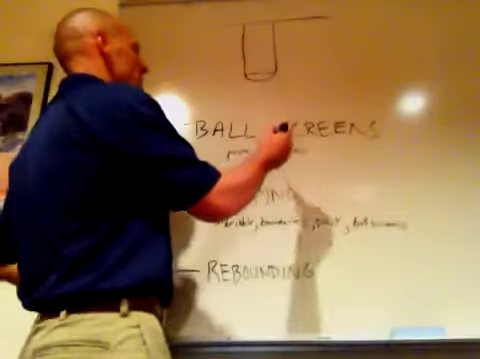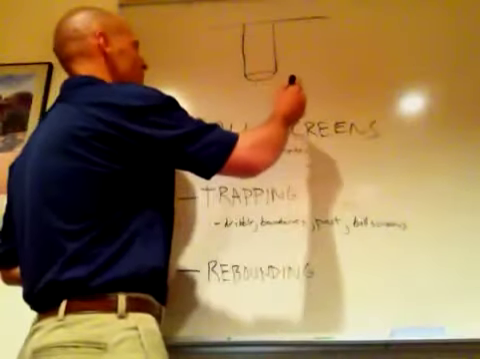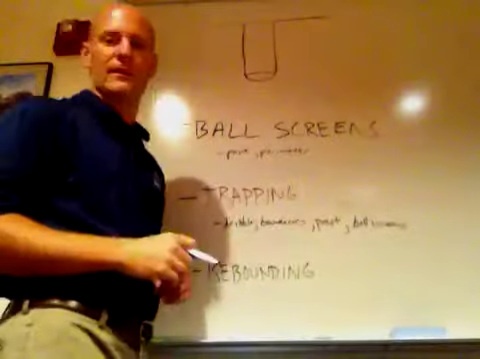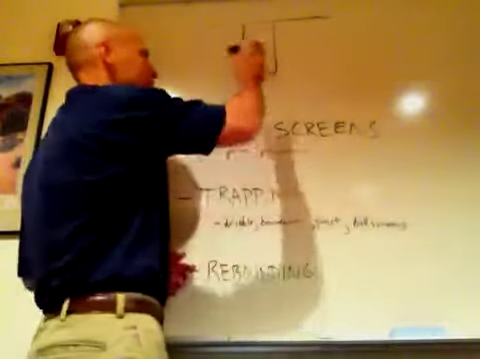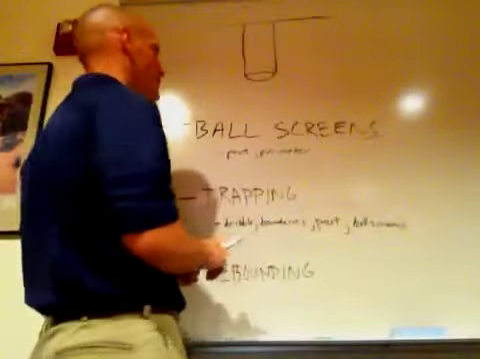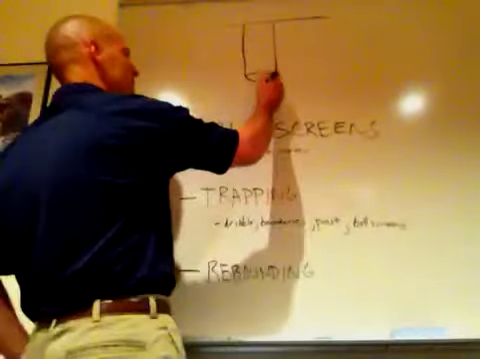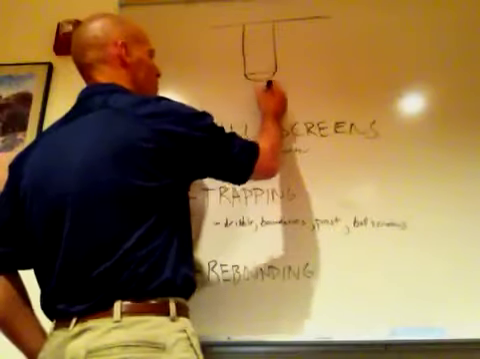So we talk about with our players screens coming from two different directions. If they're coming from other post players, which is typically the case, or if they're coming from somewhere else on the perimeter from another guard or forward. So let me illustrate a couple of those here because it is so important.